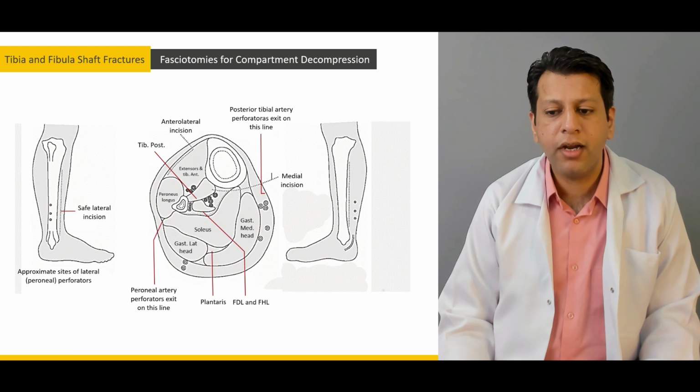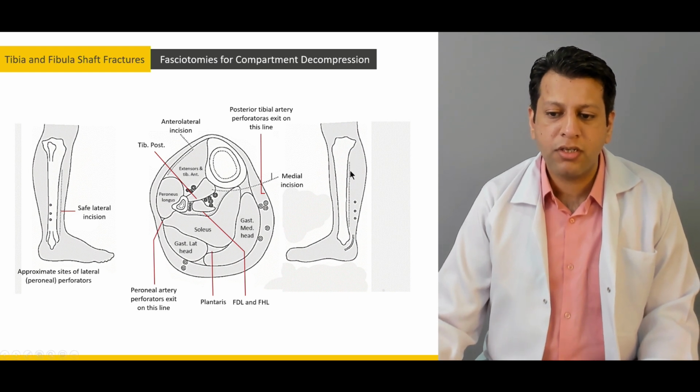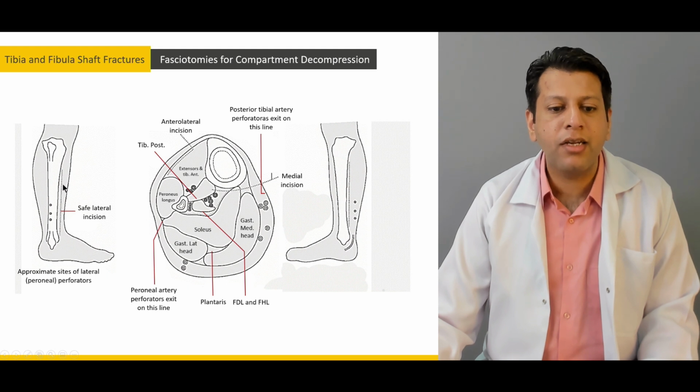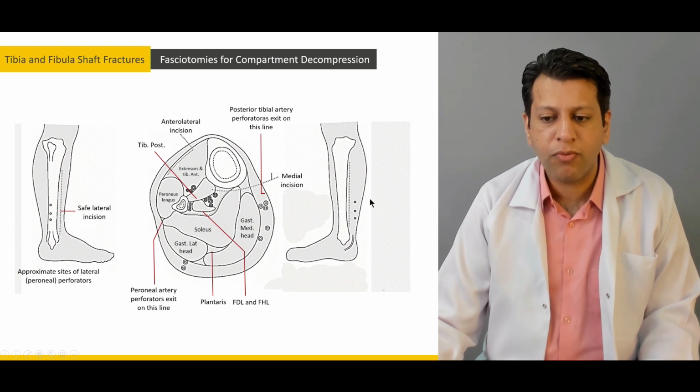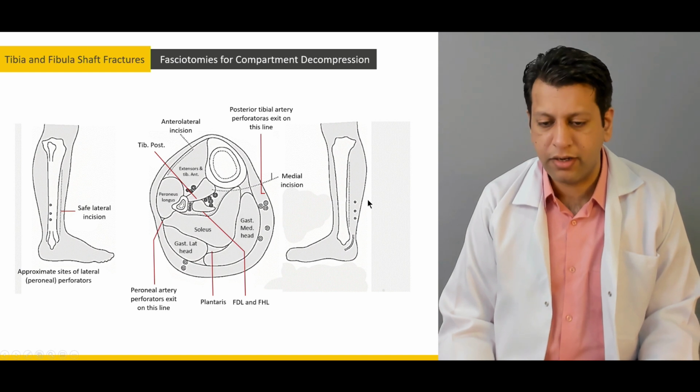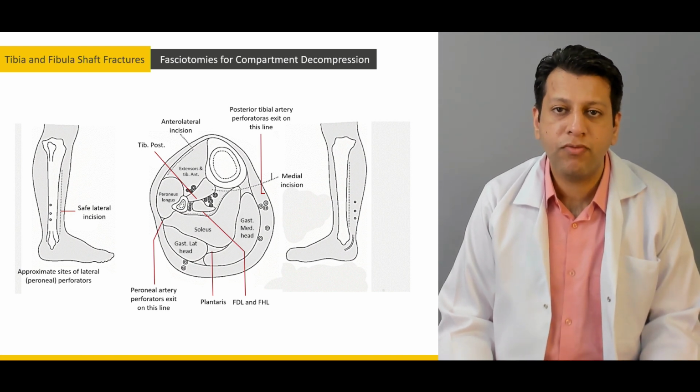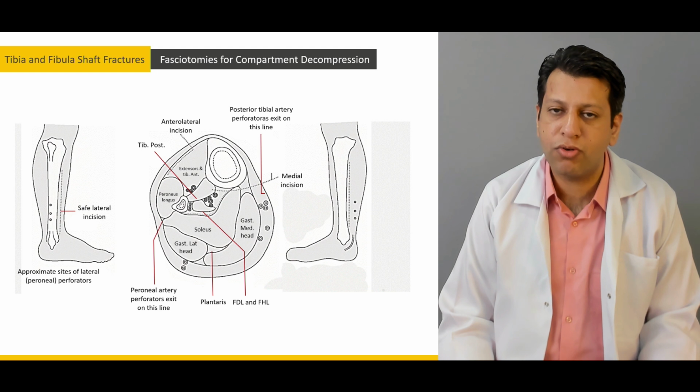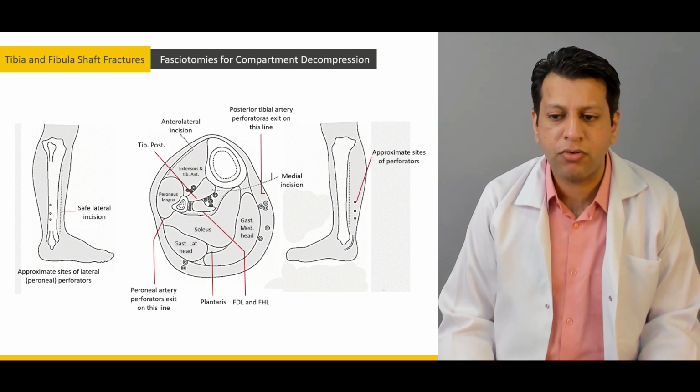And on the medial side, if you see, the incision is slightly posterior to the bone, and on the lateral side it's slightly anterior to the bone, because the perforators are way posterior as compared to the lateral side. This is usually the incision which is given to release the fascia and to relieve the patient of the compartment syndrome.